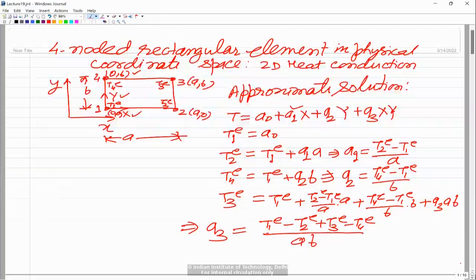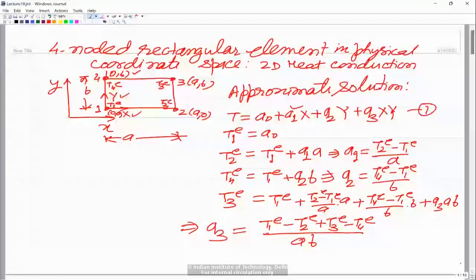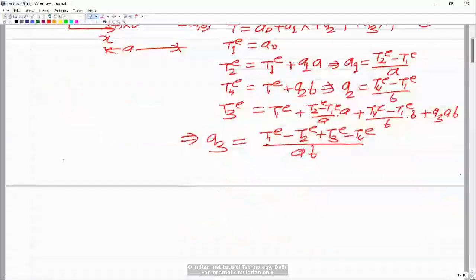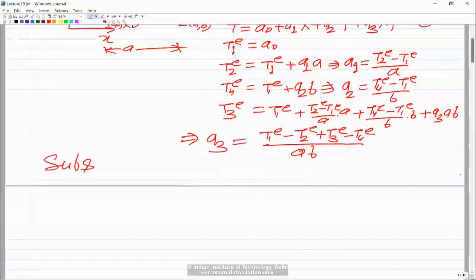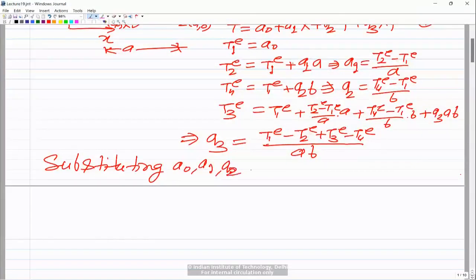So this is what the constants a0, a1, a2, a3 are going to be. Now let us call this equation 2, and the constants we have got are already there. Now substituting a0, a1, a2 and a3 in equation 1, what do we get? We actually get the interpolation for t.